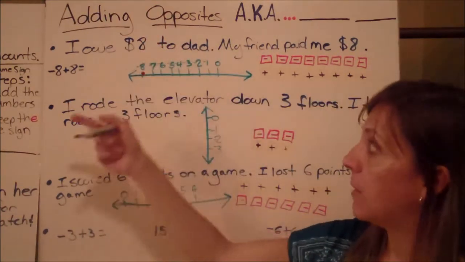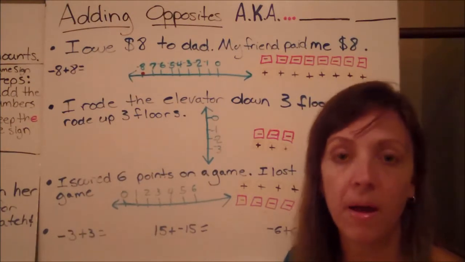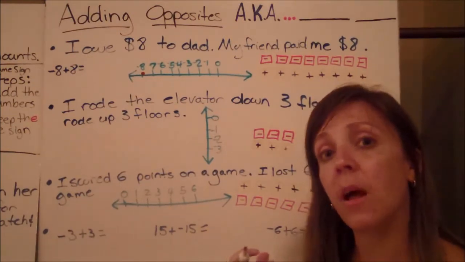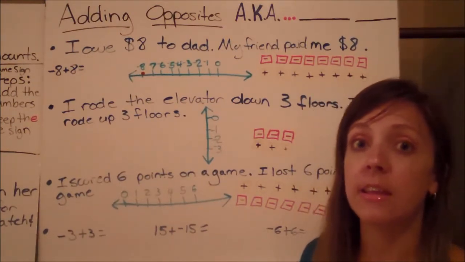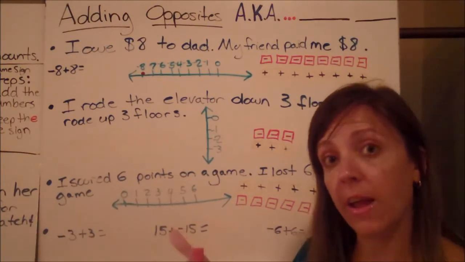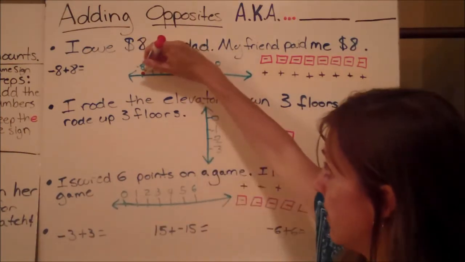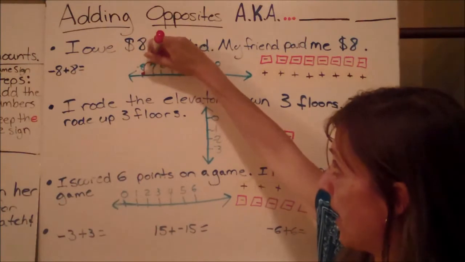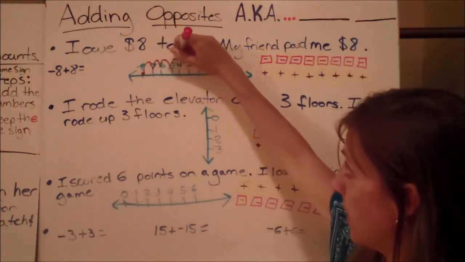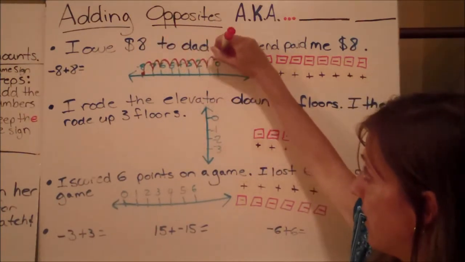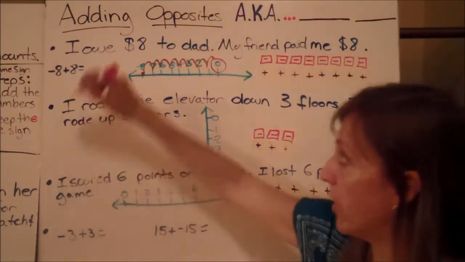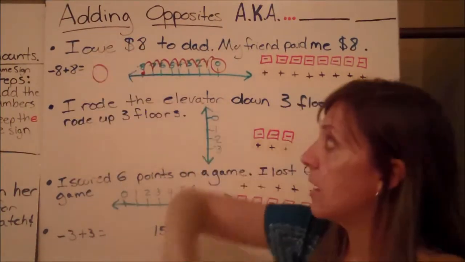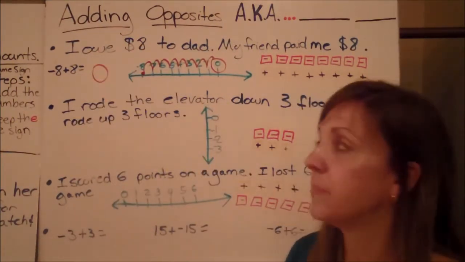And then my friend gave me $8. That's a positive amount of money, so I'm going to move in a positive direction. It is positive to be right, and so we're moving to the right. And we're going to move to the right 8 places. 1, 2, 3, 4, 5, 6, 7, 8. And we stop at 0. So -8 plus 8 is 0.